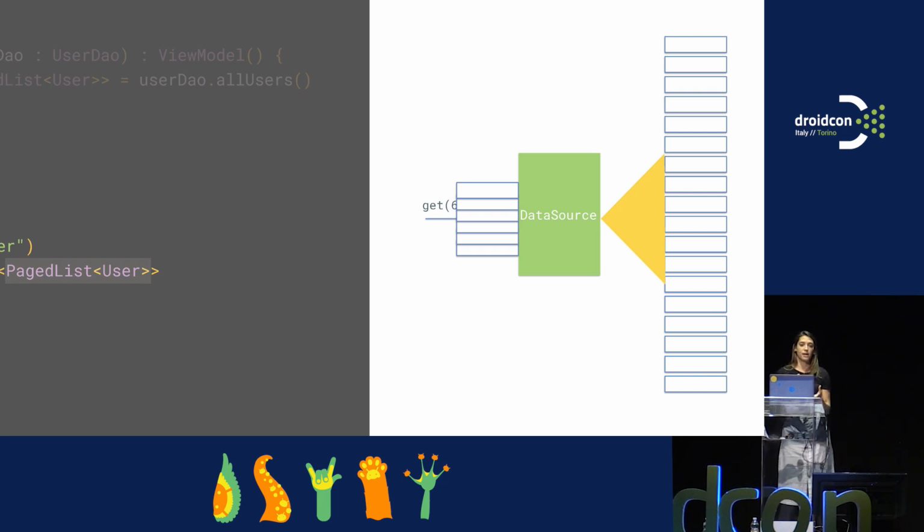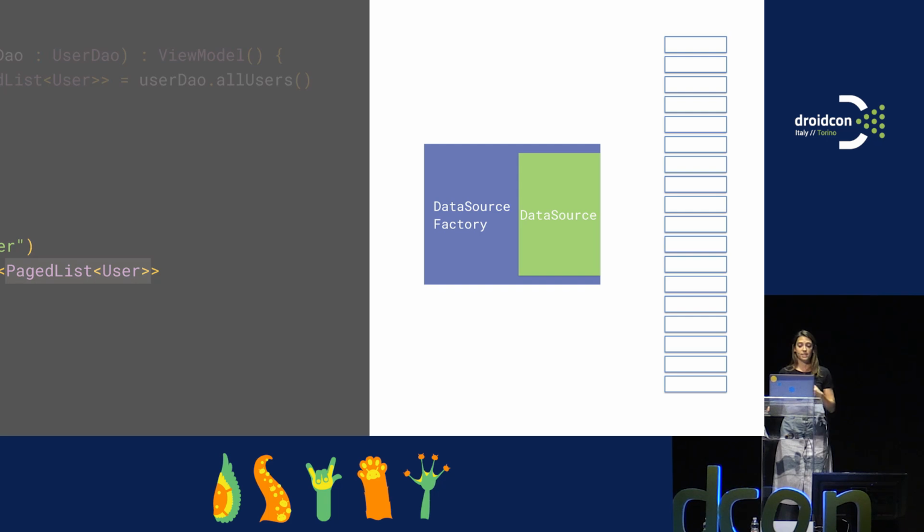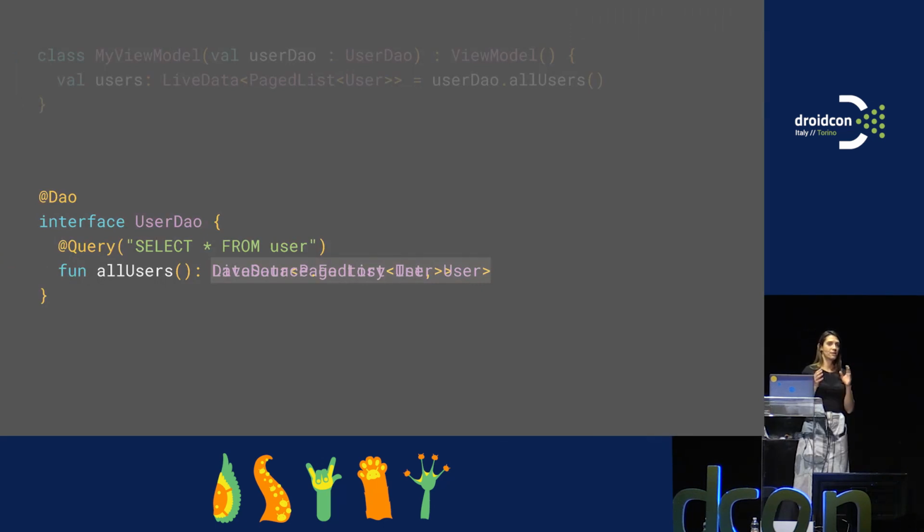So all of this would be done via the data source. More precisely, the data source will know which data to get, the items from 6 to 12, for example, and then would put the data in the PagedList. But in order to construct a data source, we would use a DataSource.Factory. So this means that in our DAO, instead of working directly with a PagedList, we would actually work with a DataSource.Factory, where the Int is a key, and then the User is the actual object that we want to retrieve from the database.